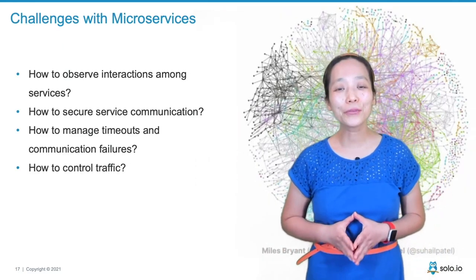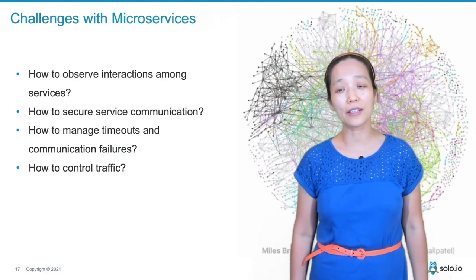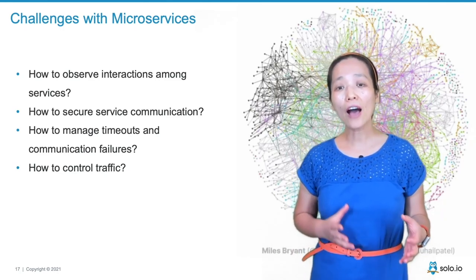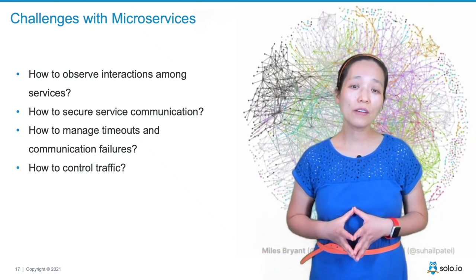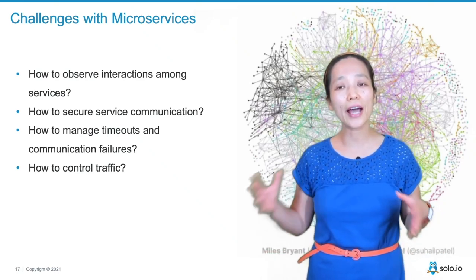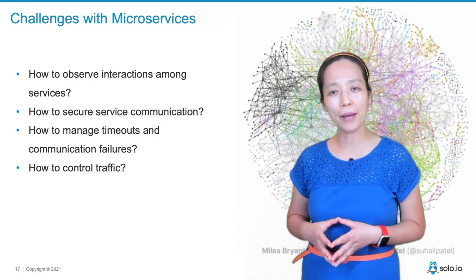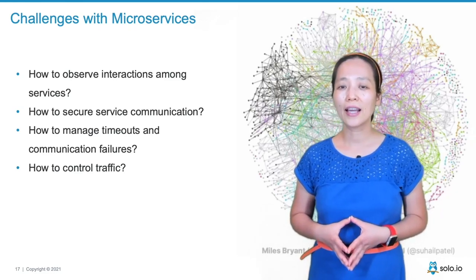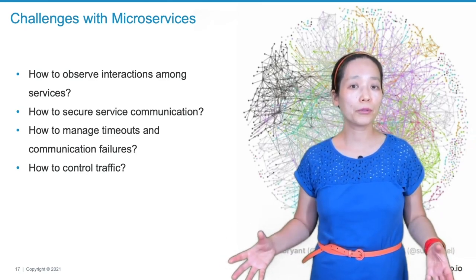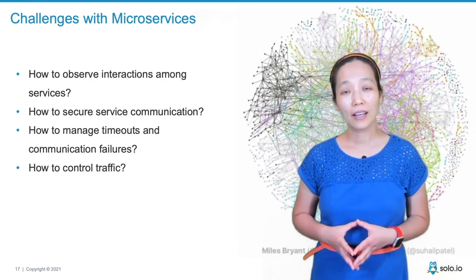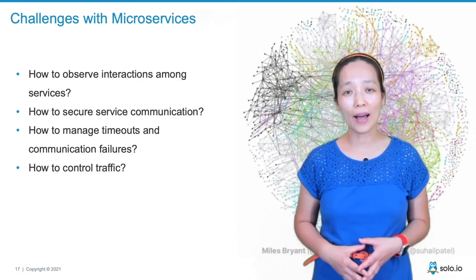Before we get to the workshop, I'd like to talk about the challenges of microservices. Fundamentally, how do you observe the interaction among your services? How do you secure that communication among your services? How do you handle timeout and retries as you distribute your services in a distributed cloud environment? How do you precisely control traffic and new version rollout?